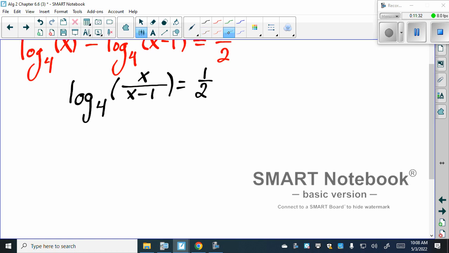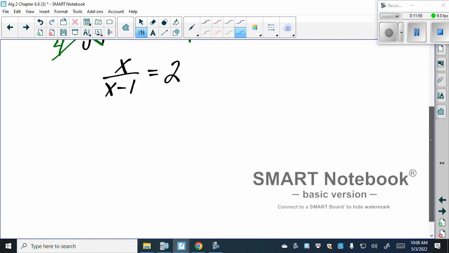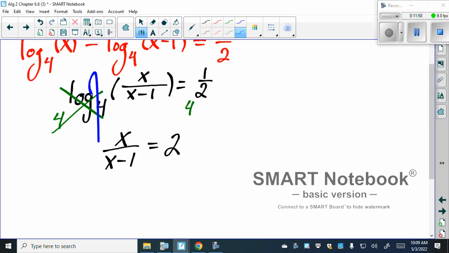Now, what are we going to apply to both sides? A base of 4, because these will cancel out, giving us x over x minus 1 equals 2. Because 4 to the 1/2 is the same as the square root of 4, which is 2. What do we need to do next? Yes. Because we need to get rid of that denominator, the bottom of that fraction.